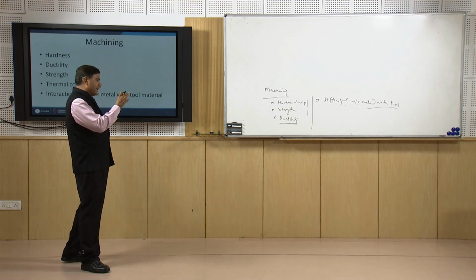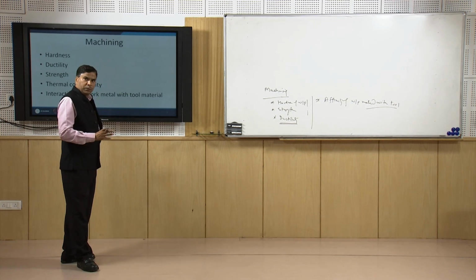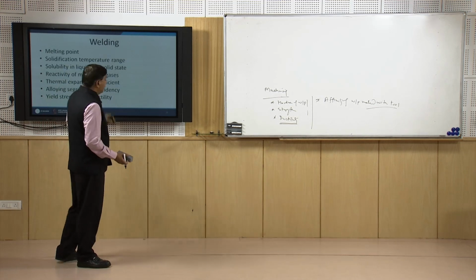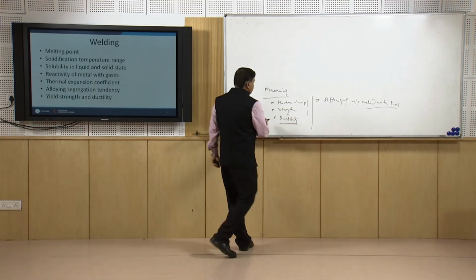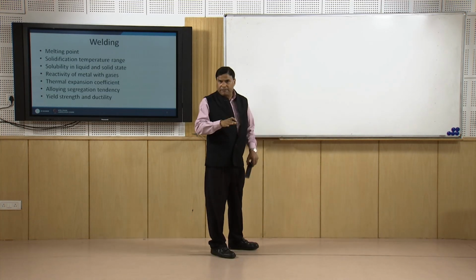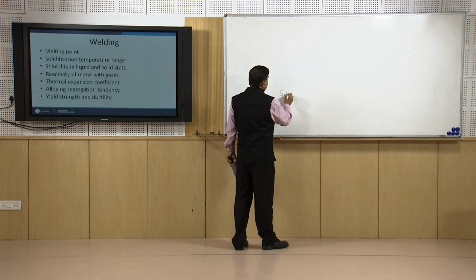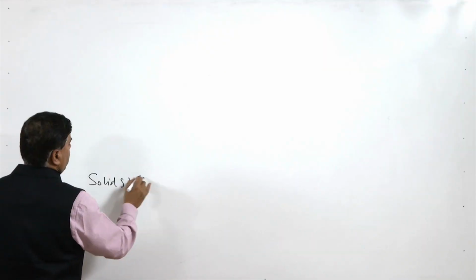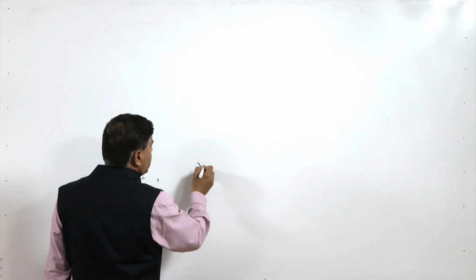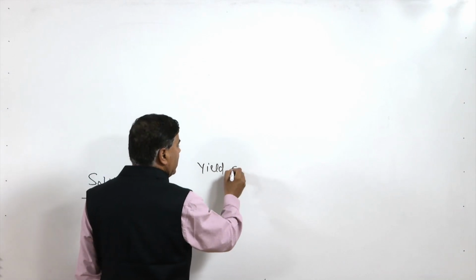Otherwise, heat will start getting localized in the cutting zone, tool temperature will rise, and that will adversely affect the tool life. So, the ease of machining will be adversely affected. From the welding point of view, we will now talk about the important properties. We know that there are various variants of welding, like the solid state welding process, where things remain in the solid state. For that, the important property is the yield strength of the material, because the flow of the metal is important for establishing the metallic continuity.